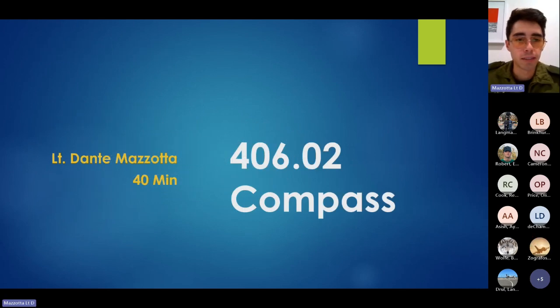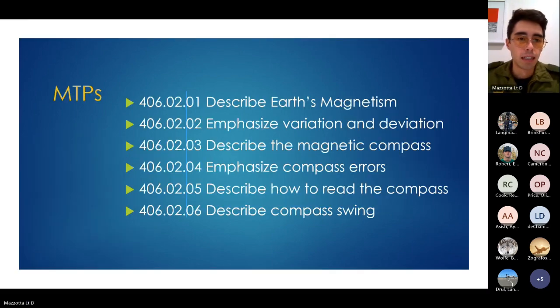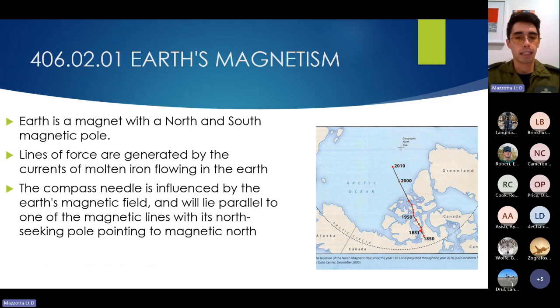Okay, let's get started with the next lecture here, 406.02. We're going to talk about the compass. We'll talk about the Earth's magnetism, a little bit about variation and deviation, the magnetic compass itself, some errors, how to read the compass, and compass swing. We've got two more: this lecture, one more after it, and then that'll be everything for this evening.